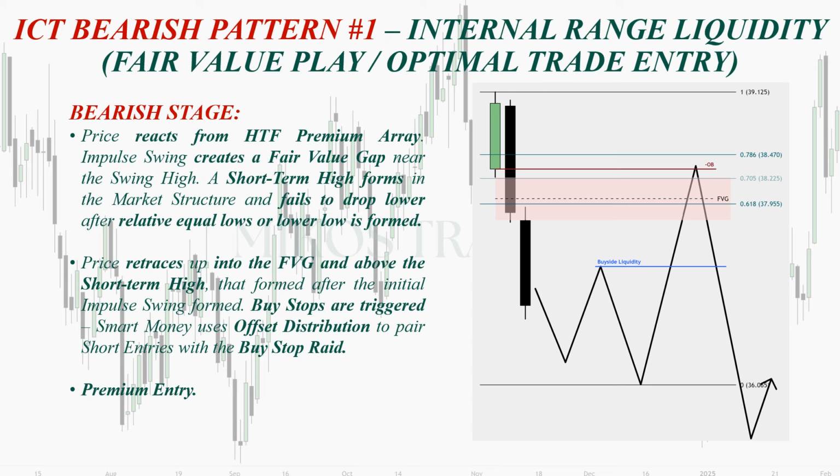Price retraces up into the fair value gap and above the short-term high that formed after the initial impulse swing formed. Buy stops are triggered. Smart money uses offset distribution to pair short entries with the buy stop raid, premium entry.